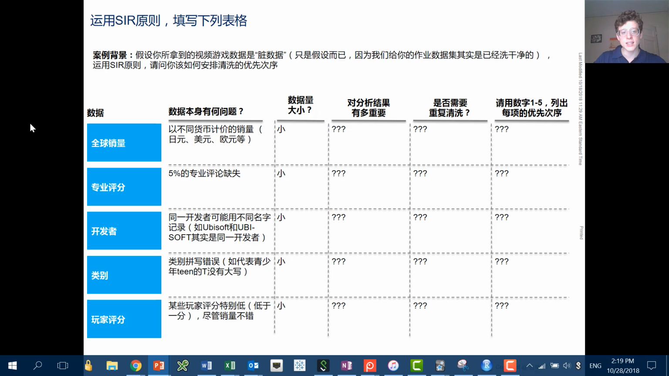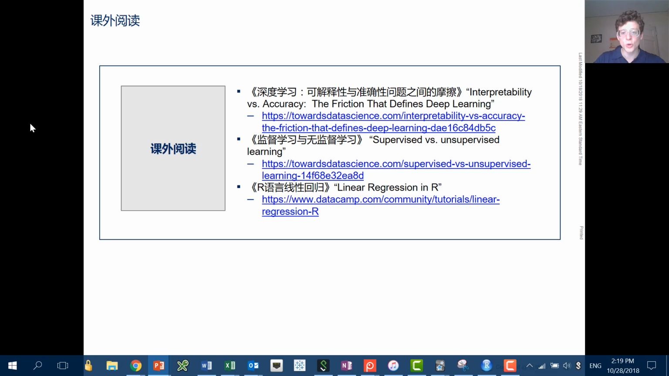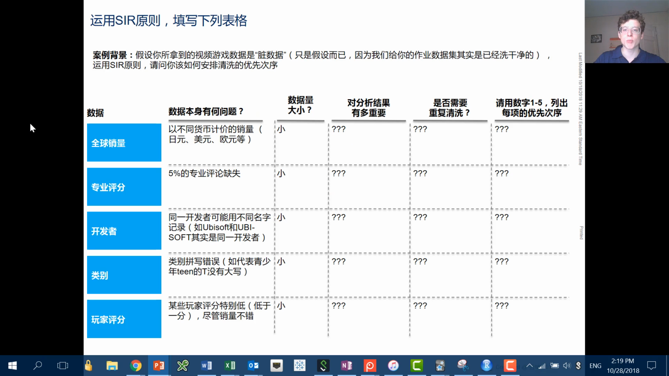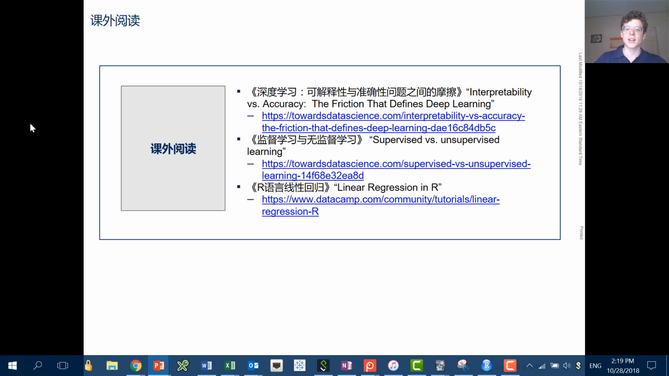So that is it for today. We've got some really cool readings. This is the worksheet I showed you before. Check out these additional readings. They're really some interesting ones. I think you'll enjoy them.